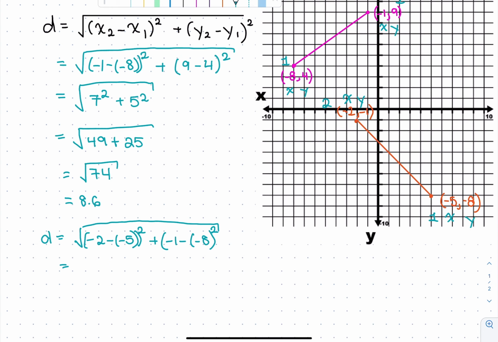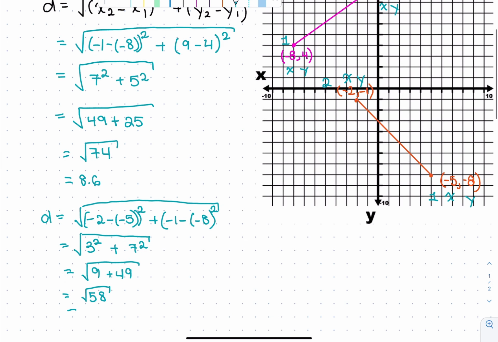Okay, now same idea, we'll simplify those brackets. So we have negative 2 plus 5, that gives us 3, plus negative 1 plus 8, so that gives us 7. Now we can just go ahead and square our numbers. We're going to have 9 plus 49, and once again, just add those together, we'll have root 58. Put that in your calculator, and you'll end up with 7.6 approximately.